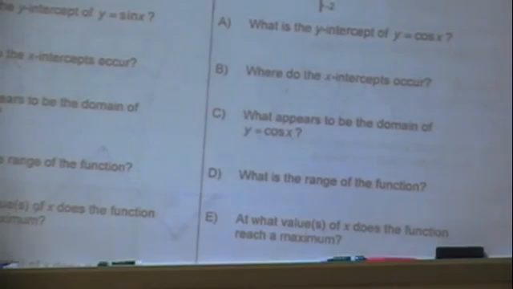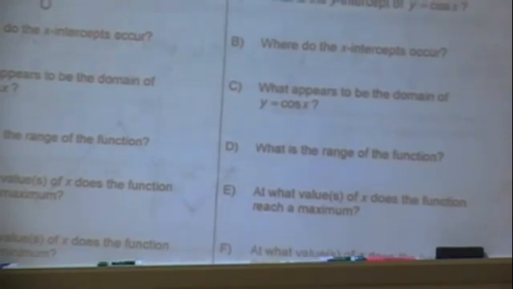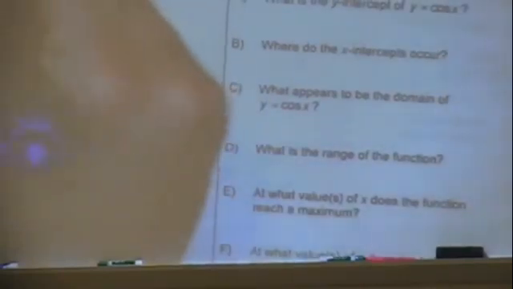So, what is the y-intercept of sine? Looking at the graph that you got there. 0. Where do the x-intercepts occur? At the pi's. So at pi, and then again, another one occurs at 2 pi and 3 pi. So you could just put at the pi's.